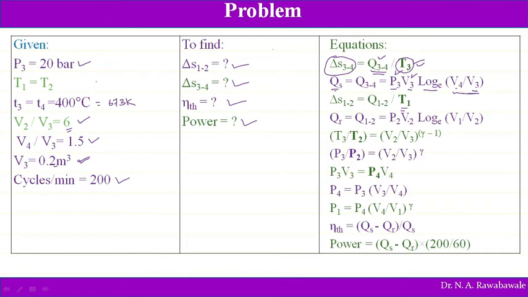Coming to the change in entropy during process 1 to 2, we must know Q1 to 2 and T1. To find the heat rejected during process 1 to 2, which is an isothermal process, the heat rejected is given by P2 V2 log to the base e of V1 divided by V2. So what do we know here? V1 divided by V2, this ratio, sorry, V1 divided by V2.